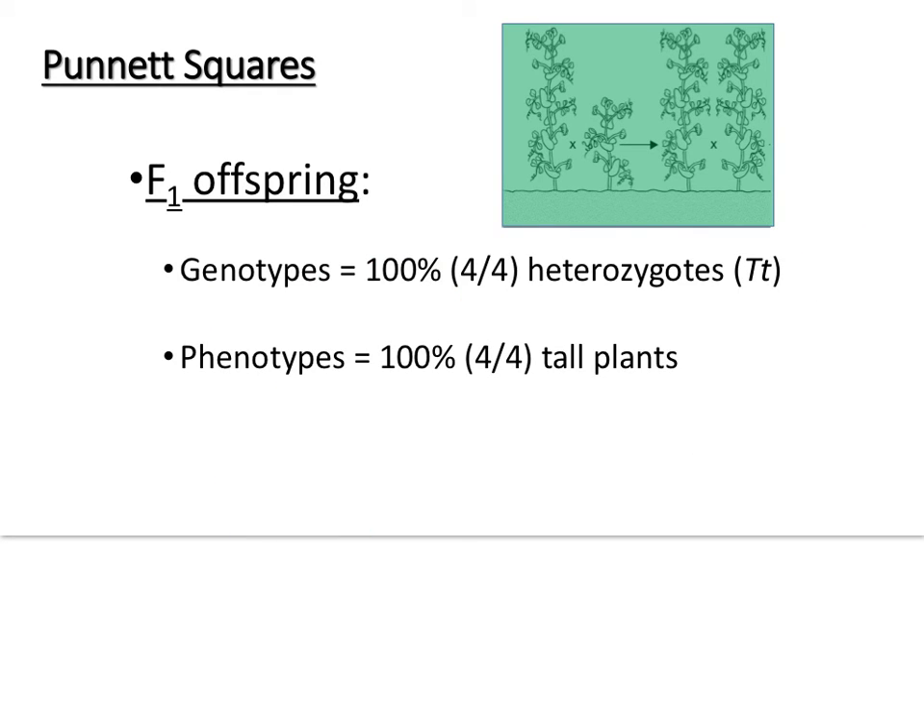Now what you're often going to be asked is, okay, do this Punnett square, what's your genotype outcome and what's your phenotype outcome? So for what we saw on the last slide, 100% of these plants will be heterozygous, big T, little t, 4 out of 4. And 100% then of those plants will be tall because they have that big T.